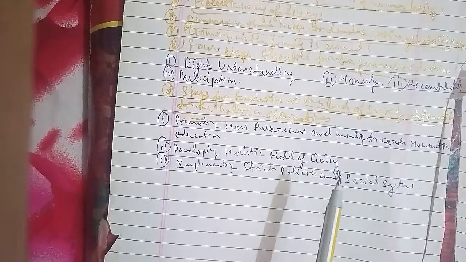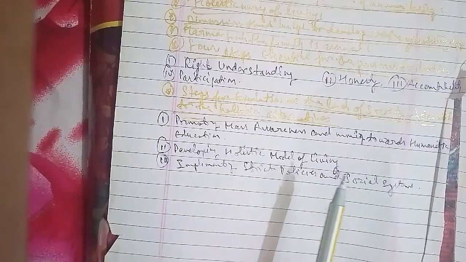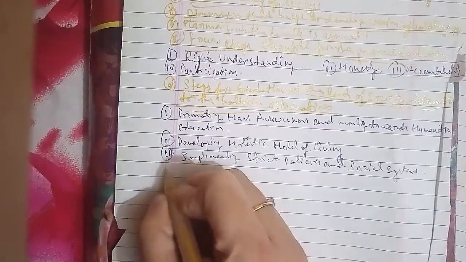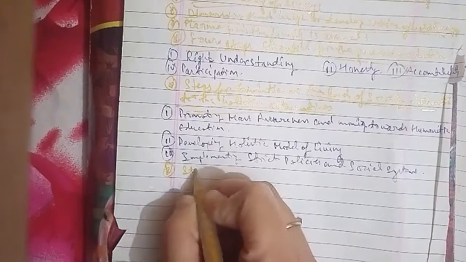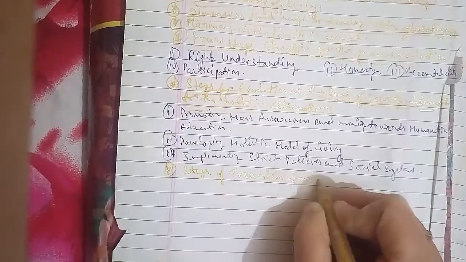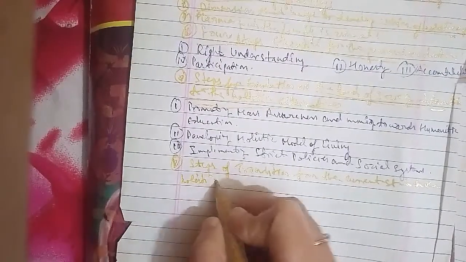We'll go ahead to the next topic that we have to discuss here, which is about the steps of transition from the current state to the holistic alternative at the level of society.